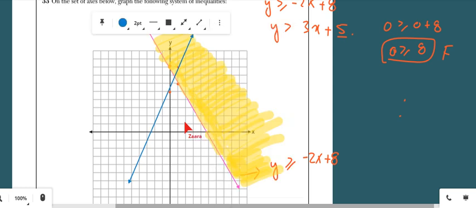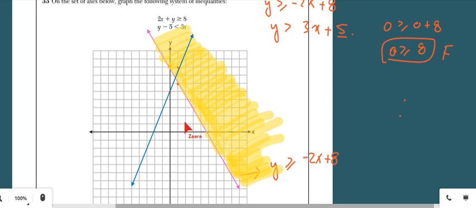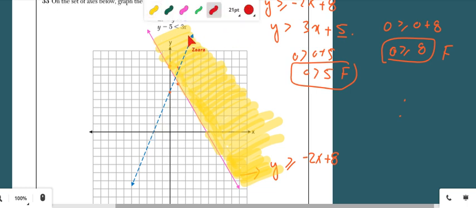It should not be a regular line. I will change it to a dashed line. It will be a dashed line because we have not equality. Now again we can take 0, 0 as our test point, right? Because it is not passing through 0, 0. So 0 is greater than 0 plus 5. So 0 is greater than 5, which is again false. So we have to shade away from the origin. Now I am shading with, being a Pakistani, I choose the green color. So this region away from the origin.